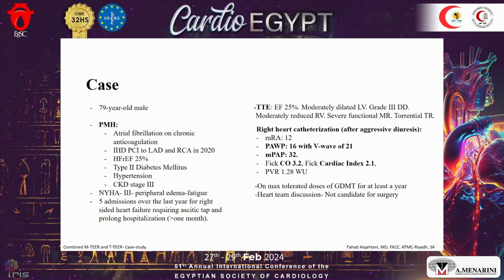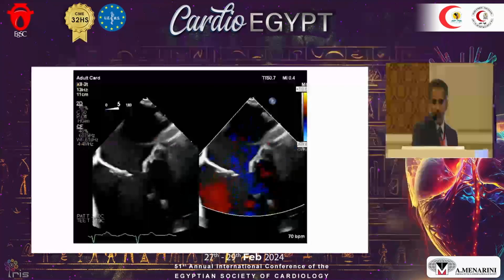Thick cardiac output and cardiac index is low. He is on maximum tolerated guideline medical therapy for at least 1 year. So he failed everything. He's elderly. Is there an option for this guy? Our team discussion: patient is not a candidate for surgery.